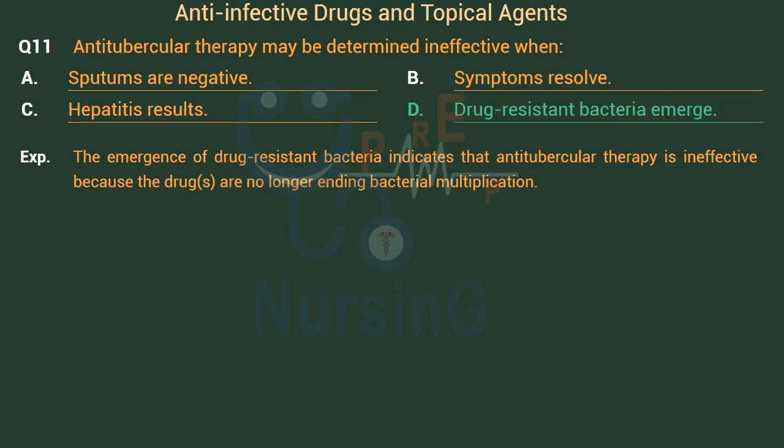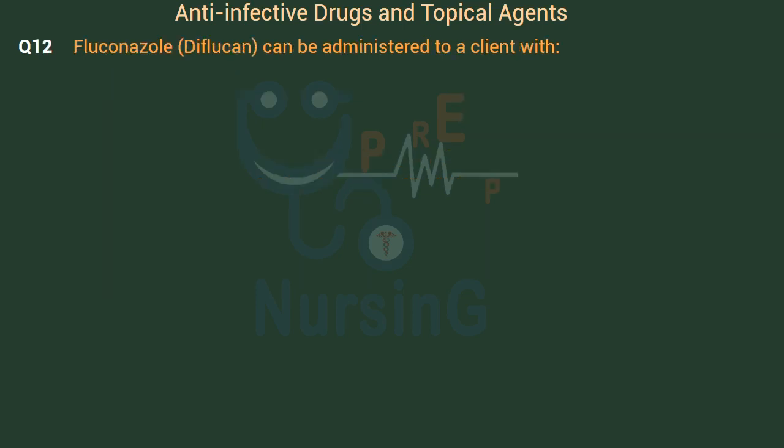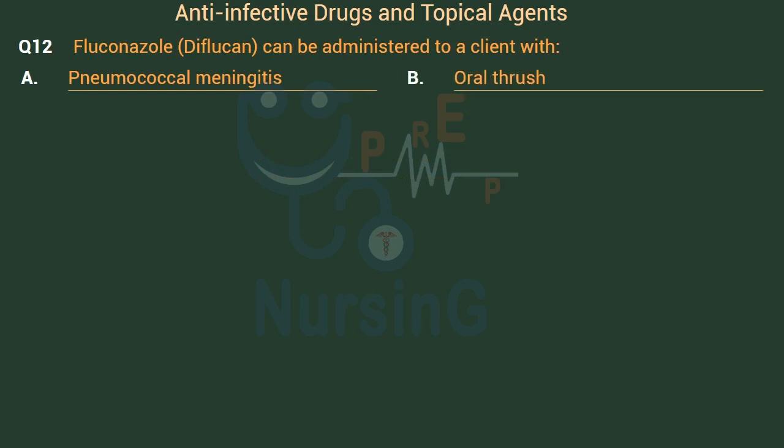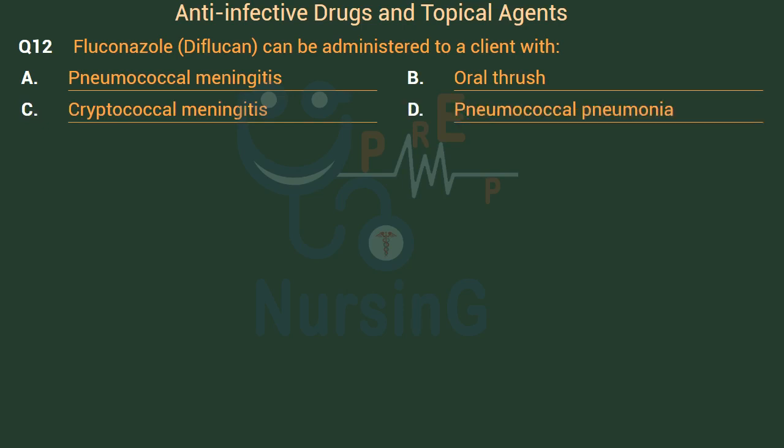ending bacterial multiplication. Fluconazole, Diflucan, can be administered to a client with: Option A. Pneumococcal meningitis. Option B. Oral thrush. Option C. Cryptococcal meningitis. Option D. Pneumococcal pneumonia. Right answer is option C. Cryptococcal meningitis.